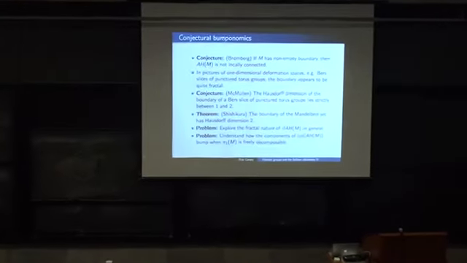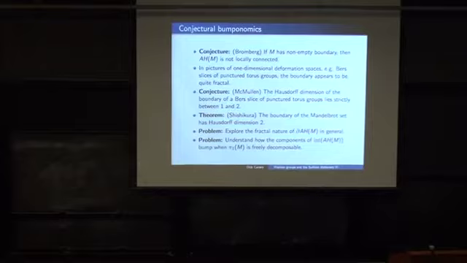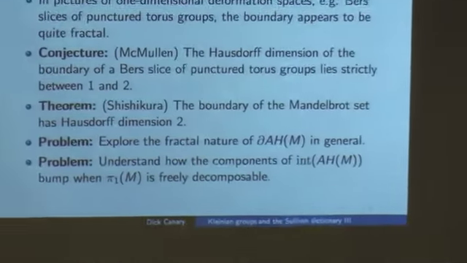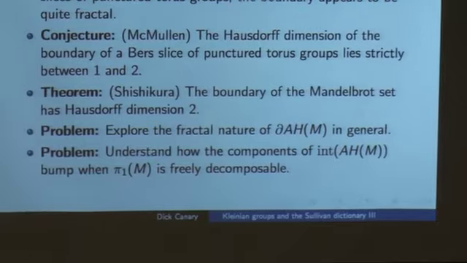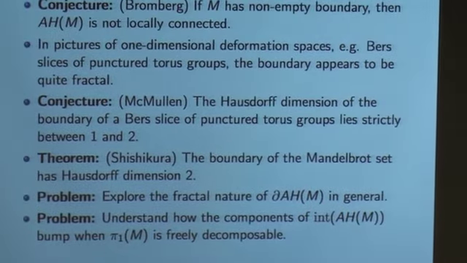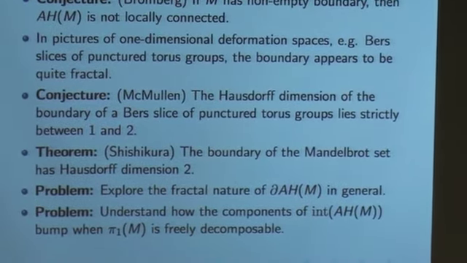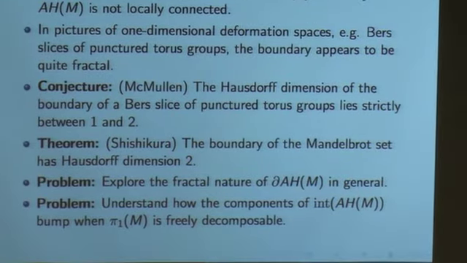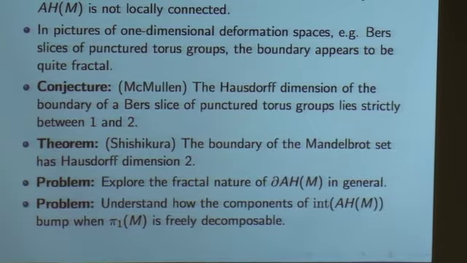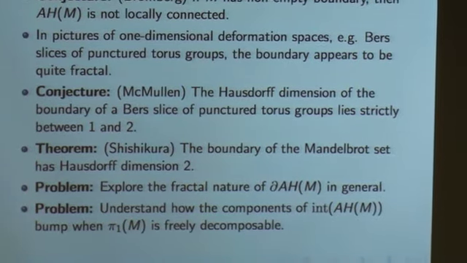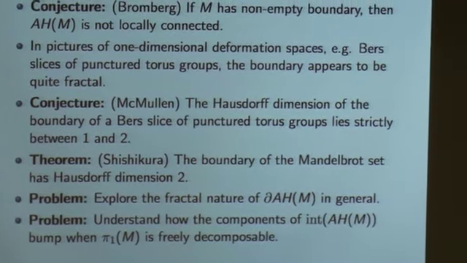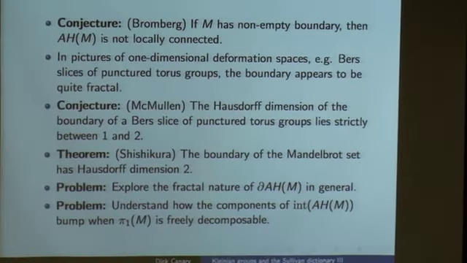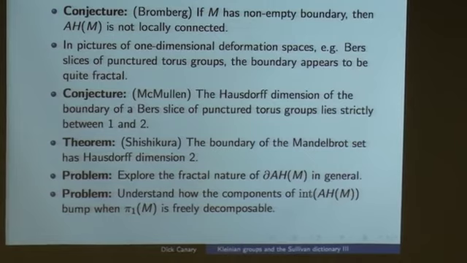Okay, so this is a problem that has fascinated me for a long time, but I've never really had any idea how to attack it. So there's still a lot to understand in bumponomics. In general, these pictures suggest that there's some very fractal nature to the boundary from a geometric viewpoint, but we really don't have any results of that kind, and we don't really understand how this bumping happens. What sort of bumping can occur when the fundamental group is freely decomposable.